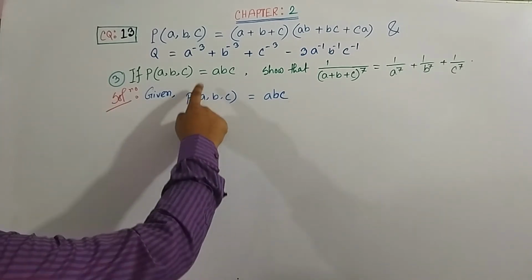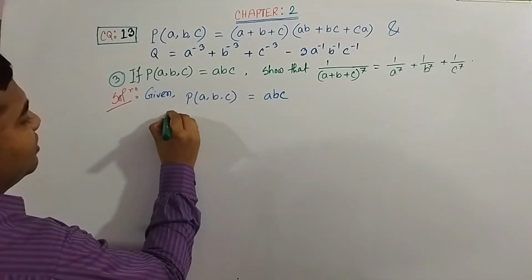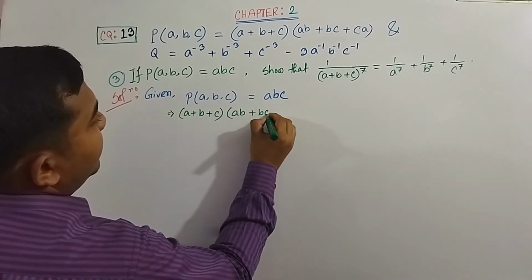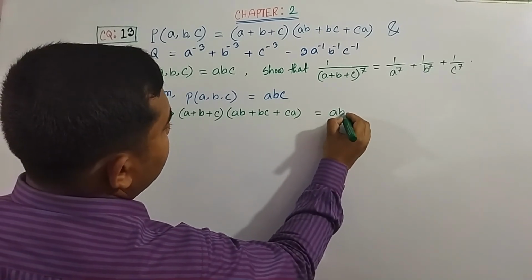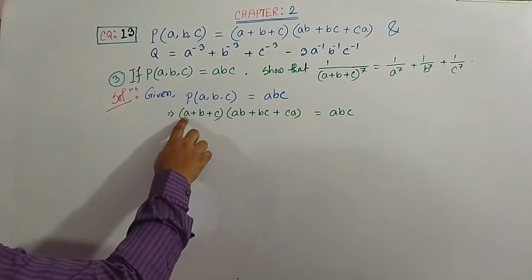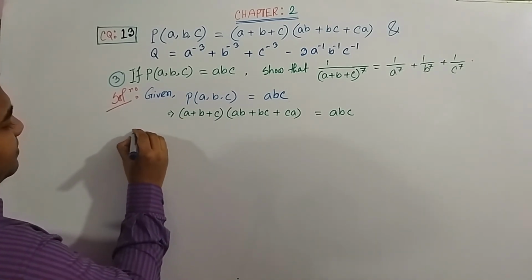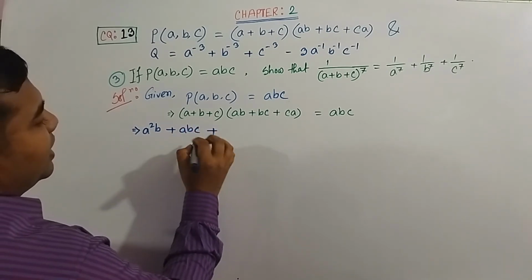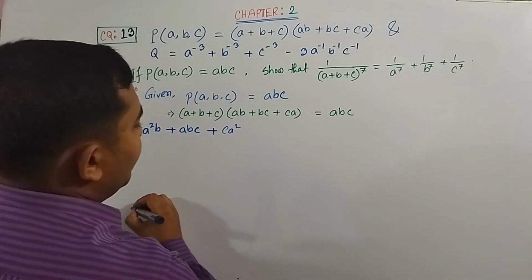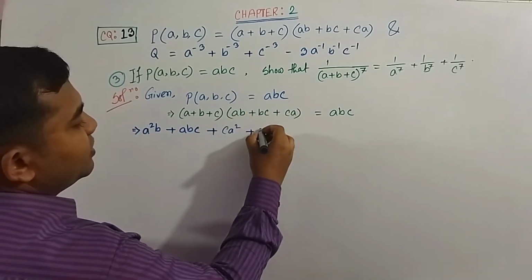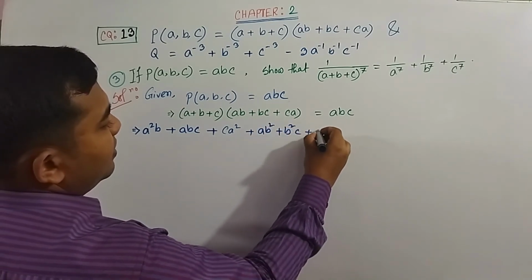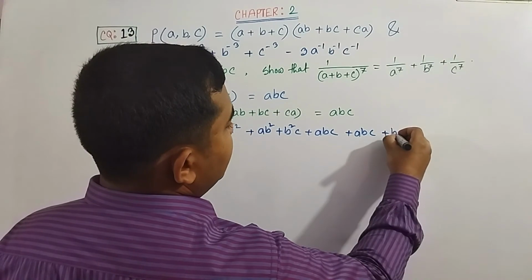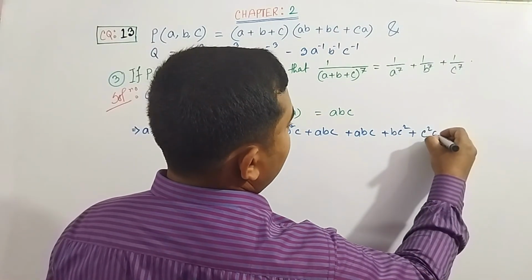So now putting the value of p of abc, what is given here? Here it is given that abc is equal to (a plus b plus c) into (ab plus bc plus ca), which is equal to abc. Now multiplying this into this, what do we get? We get a squared b plus abc plus ca squared. Okay, now b will be multiplying all of it, then ab squared plus b squared c plus abc. Now c, that is abc, then cb squared, that is bc squared, plus c squared a is equal to abc.